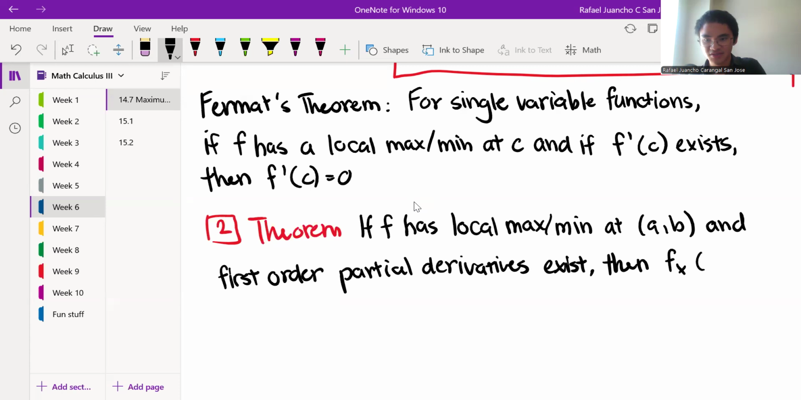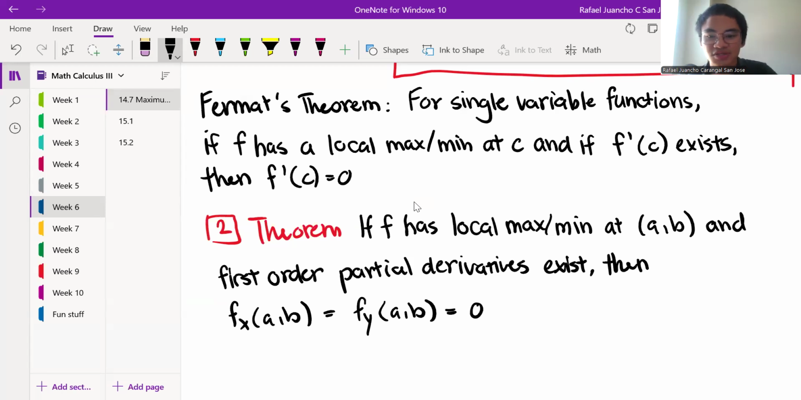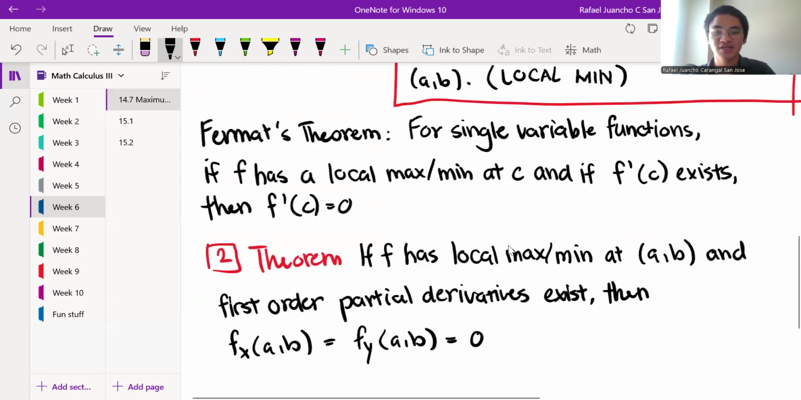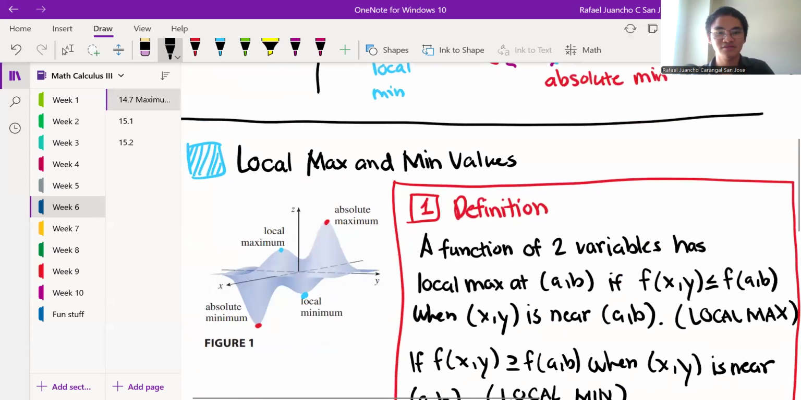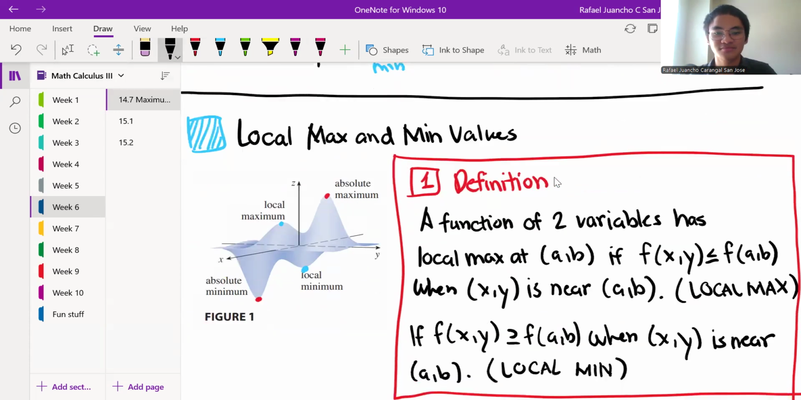So f sub x at this point. Let me write this here because this is nice. f sub x and f sub y are actually both just equal to 0, right? Just like how I previously did here. These are both horizontal slopes. They're basically flat there. One's in terms of x, one's in terms of y, right?